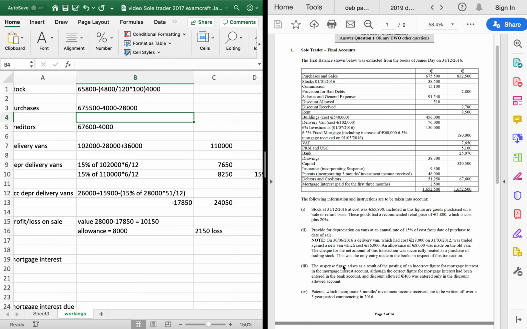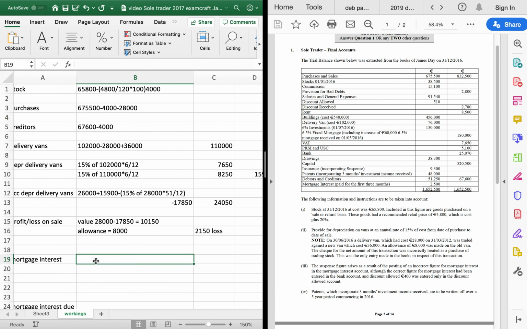So it says the suspense account figure arises as a result of the posting of an incorrect figure for mortgage interest. So we go up and we're told this figure is wrong, 2,500. They put it in the accounts as 2,500. It's incorrect. We try and work out what it is. So to do that, we have to work out the mortgage interest. So it's a 6.5% mortgage interest, including an increase of 60,000, 6.5% mortgage interest on the 1st of the 5th, 2016.